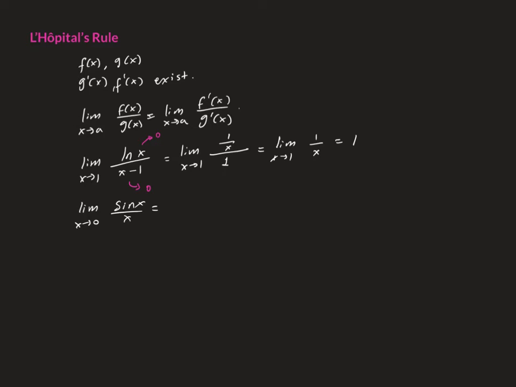First of all, we need to check that we do have the indetermination. If we substitute 0 in sine of x, we get sine of 0, which is 0. And of course, if we substitute 0 in x, we also get 0. So it is an indetermination of the form 0 over 0. So we can use L'Hopital to calculate the limit when x goes to 0 of the derivative of sine of x, which is cosine of x, over the derivative of x, which is 1. When we evaluate cosine of 0, we get 1.